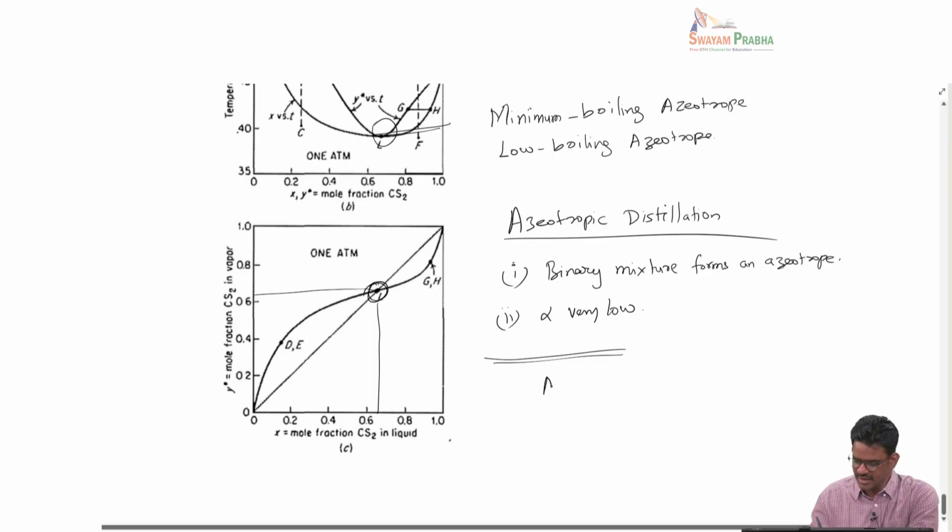So you have a binary mixture A plus B. This is what you want to separate. This is our original mixture. And then we add a third component, and this third component is called the entrainer.